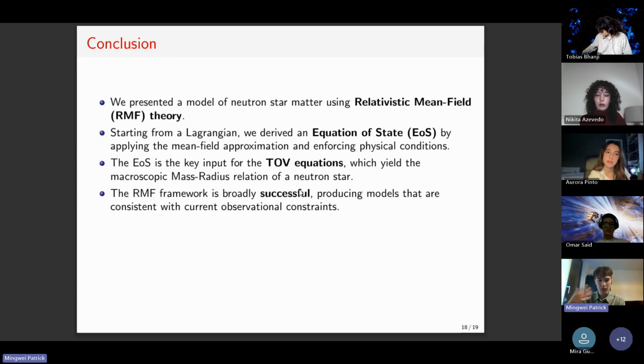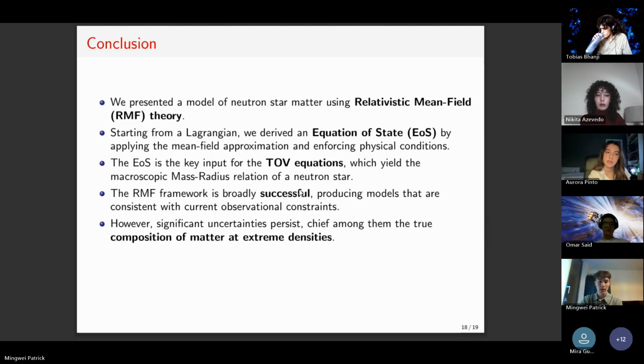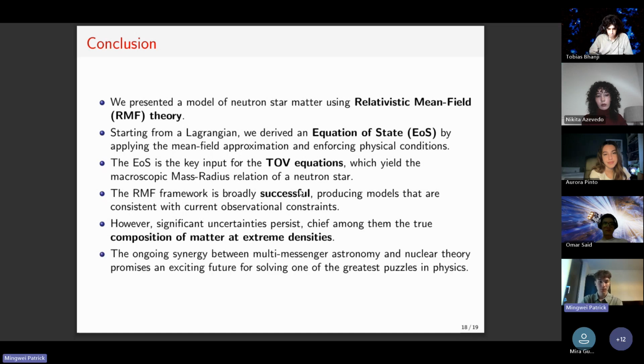And this framework was broadly successful. It produced models that are consistent with current observational constraints and were within the upper and lower bounds. But there are definitely significant uncertainties, the most important of which is the true composition of matter at extreme density, because we are looking at a much more macroscopic, less fundamental scale because of some assumptions we've had to make. I hope through this presentation you've seen the ongoing synergy between astronomy for empirical evidence and top-level nuclear theory, which promises an exciting future for solving one of the greatest puzzles in physics.